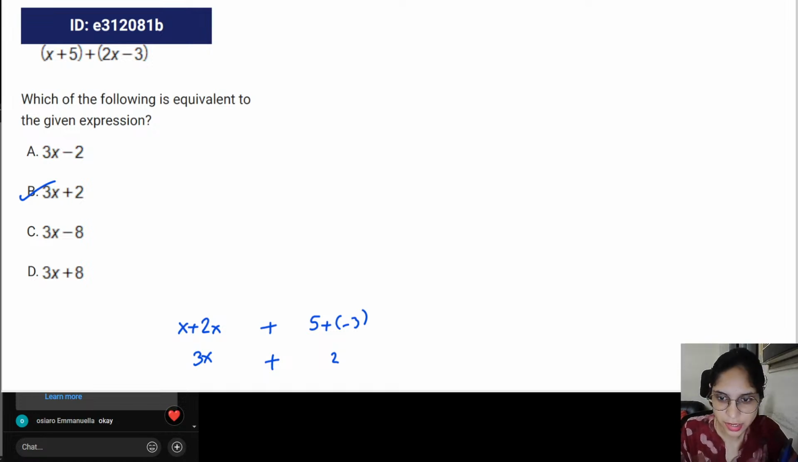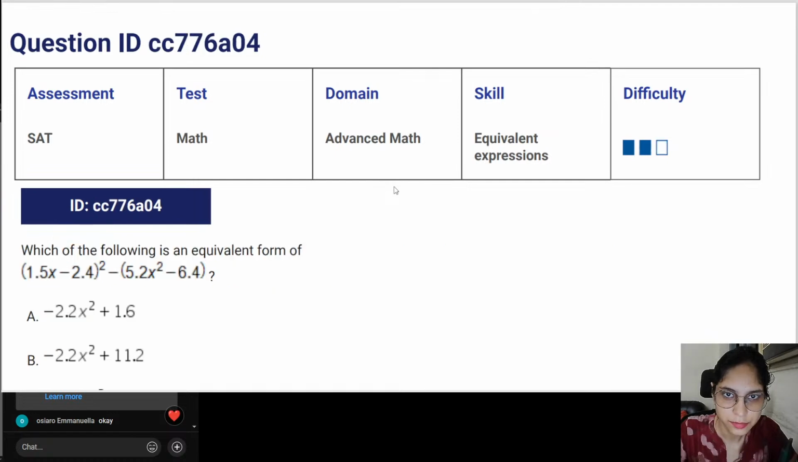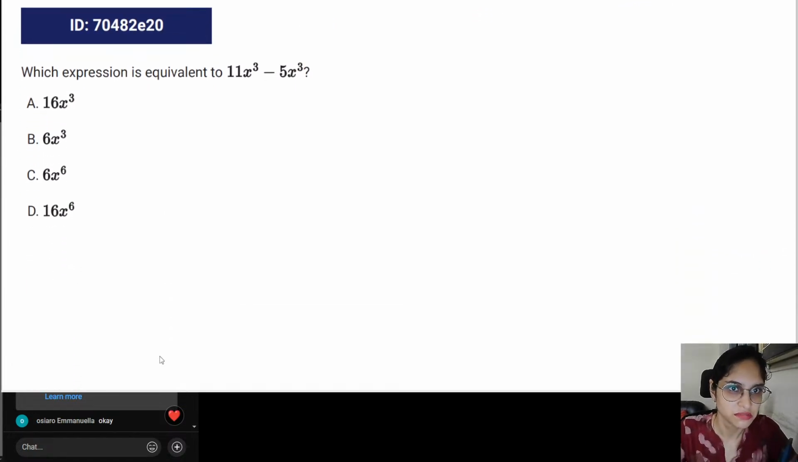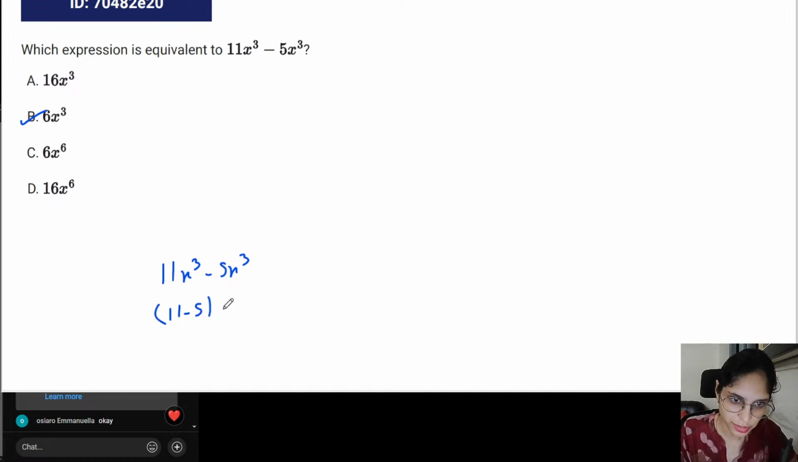Next is question number 16, so I'll be going to page number 16. Again, the same thing. This is subtraction. 11x cubed minus 5x cubed, both are like terms. So 11 minus 5 is 6. The answer is going to be 6x cubed. When they are like terms, you just add or subtract the coefficients. The power of x remains the same.